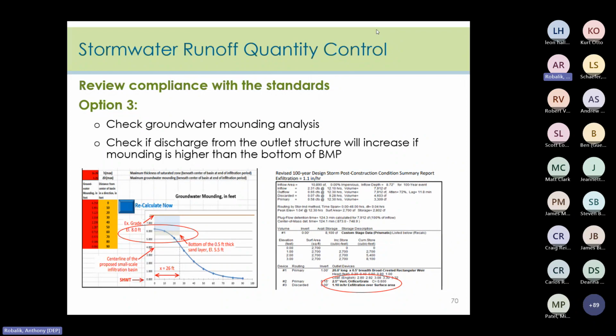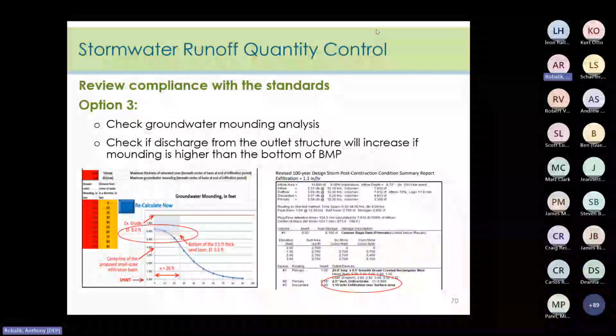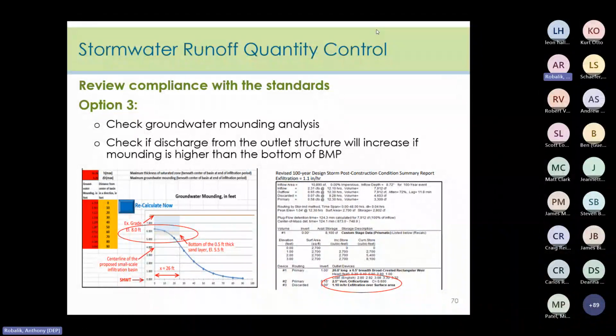And if this is the case, the routing calculation will need to be adjusted to use a smaller exfiltration rate, which will result in more flow being discharged through the outlet control structure. And if more flow is discharged from the outlet control structure, then you'll need to check the peak flow rates to make sure that the required attenuation is still being met.